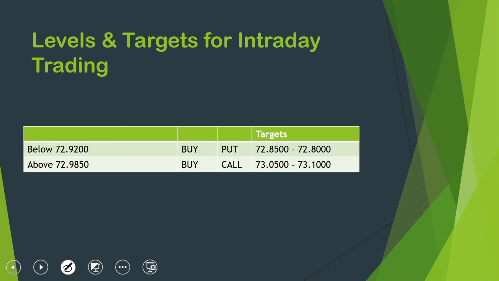Below 72.92 we buy put and the targets are 72.85 and 72.80. Above 72.9850 we buy call and the targets are 73.05 or 73.10.